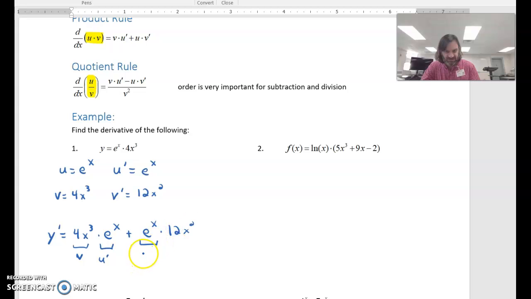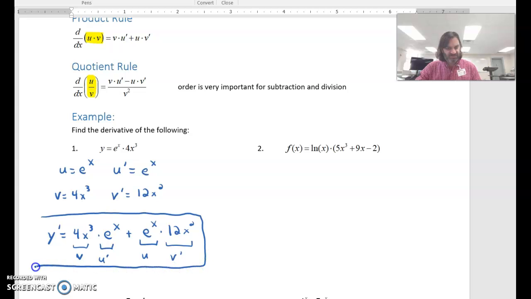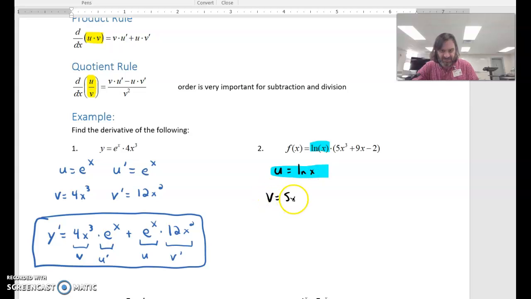And we can clean that up as far as making it look neater, or combining like terms, or multiplying out coefficients, but you should see what we did here. Okay. The second one here is f of x equals the natural log of x, and that's all times the polynomial 5x cubed plus 9x minus 2. So in that case, we can let u be natural log of x, and we can let v be 5x cubed plus 9x minus 2.